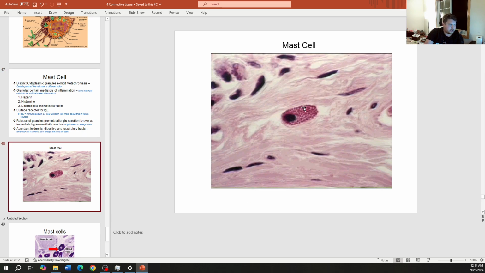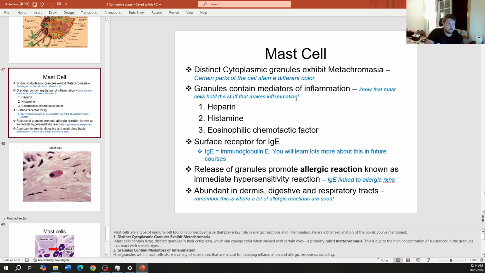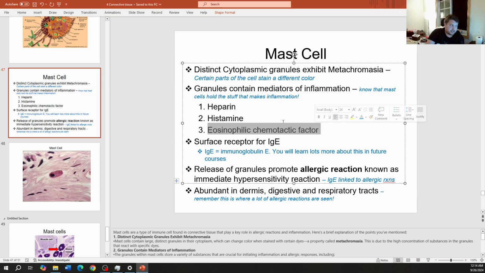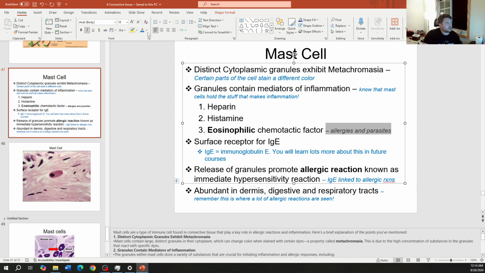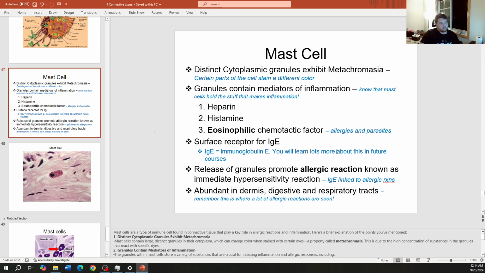The granules, each of those little dots, contain mediators of inflammation, which include heparin, histamine, as well as eosinophilic chemotactic factor. Remember this word, eosinophilic. It's a word you're going to see in the future. You want to associate it with allergies and parasites. It'll be a little while before you see it again, but you want to remember it.